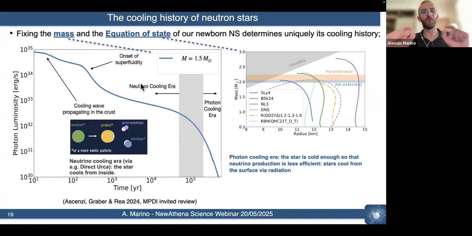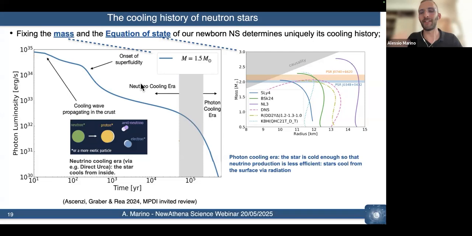Now, there is an issue here, and the issue is that the neutrino cooling is dependent on the temperature, but therefore is also dependent on the mass and the equation of state of the neutron star. The equation of state, because you need to have enough protons, for example, to activate some processes. So not all chemical compositions will activate some neutrino processes. And the mass is also important, because the higher the mass, the higher the temperature in the core.